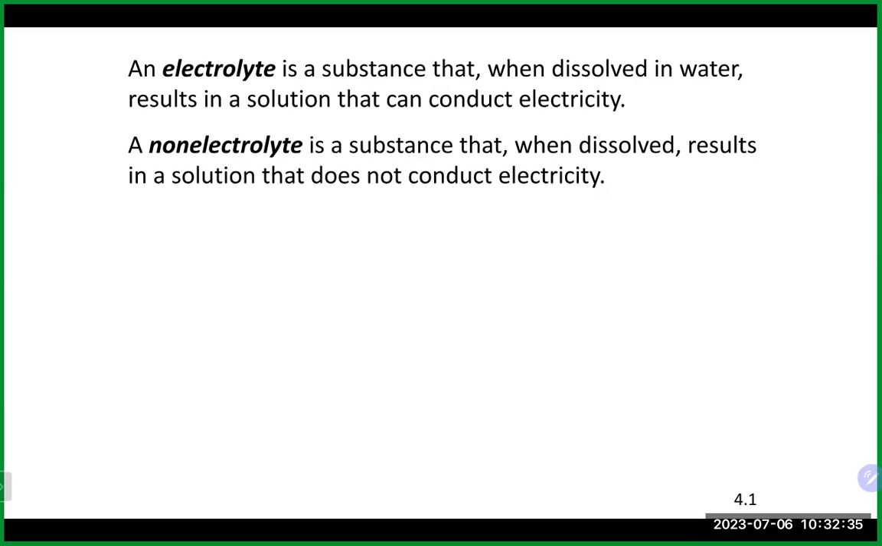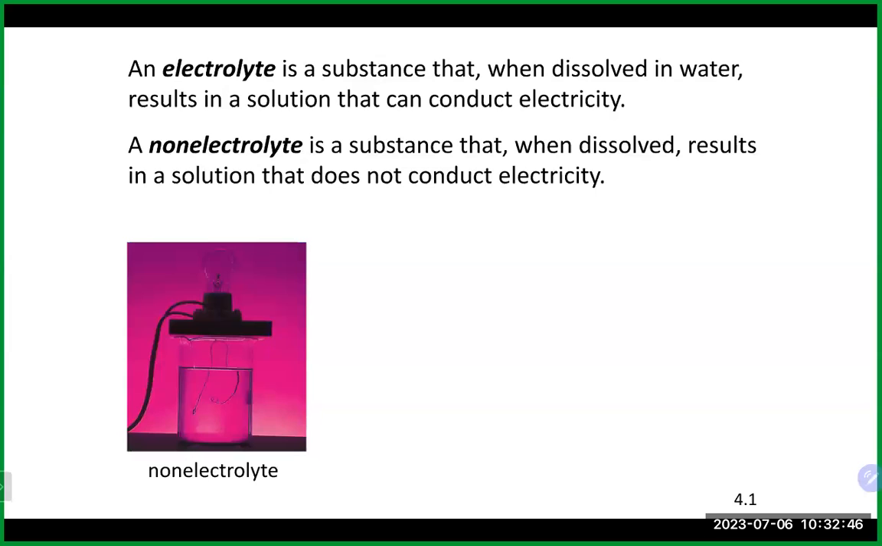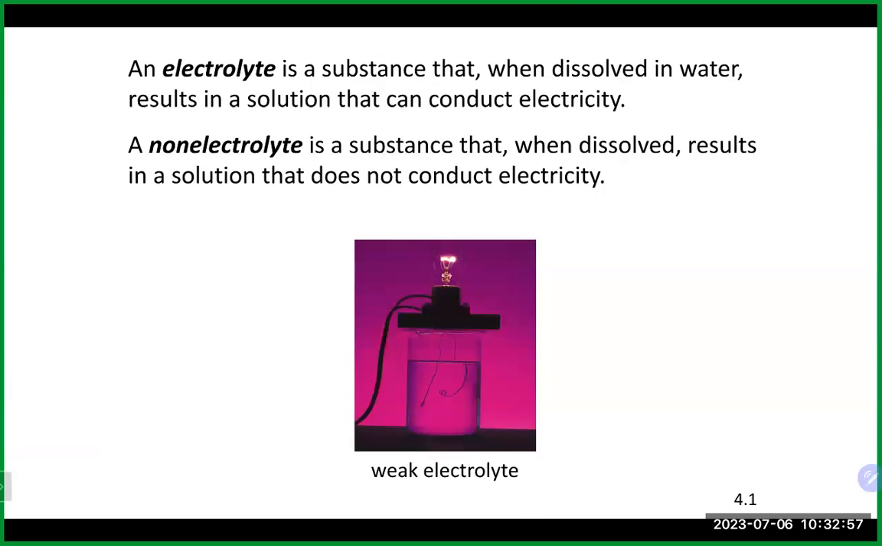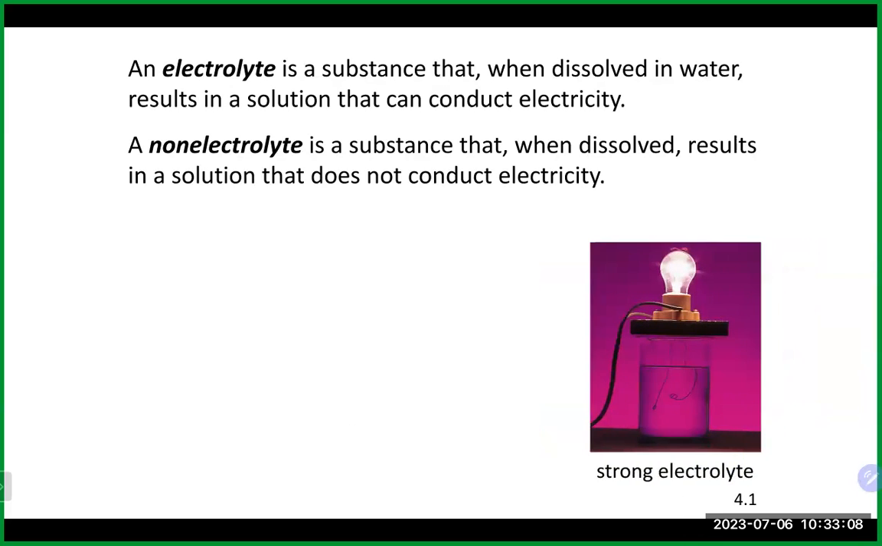A non-electrolyte is a substance that will dissolve, but will not produce any ions. So you will not get any electricity being conducted. If you hook up a light bulb to some electrodes and put it into a non-electrolyte solution, no electricity, light bulb stays off. If you have a weak electrolyte in the light bulb example, it will conduct a little bit of electricity, so the light bulb will come on. It will look a little bit dim, like it's kind of dying. And if you have a strong electrolyte, as you can see, the light bulb will shine very, very brightly because there are a lot of ions in solution.